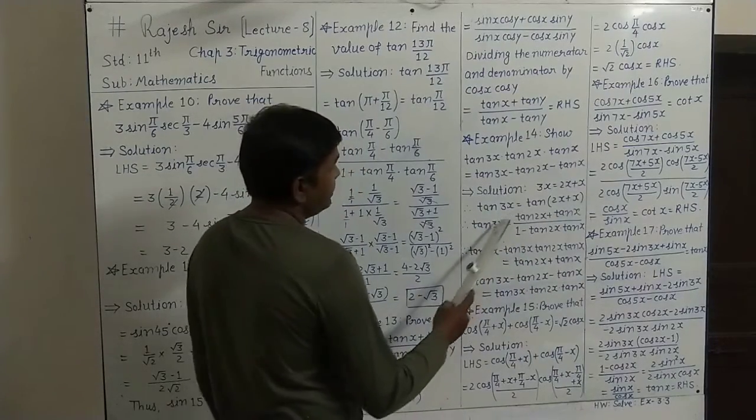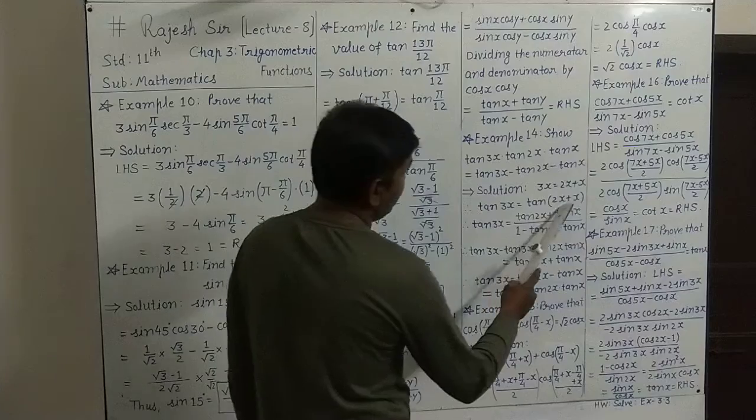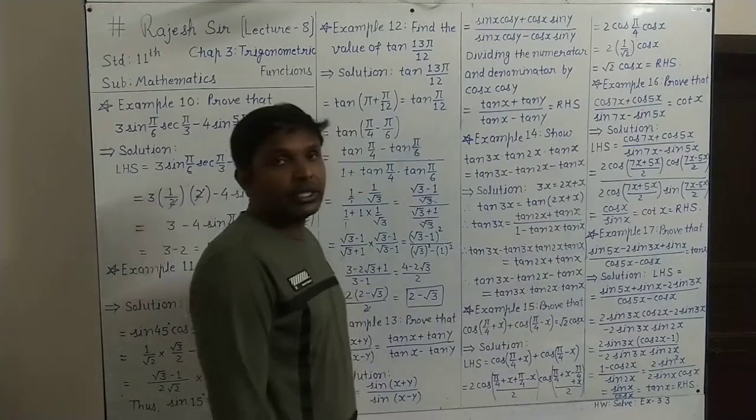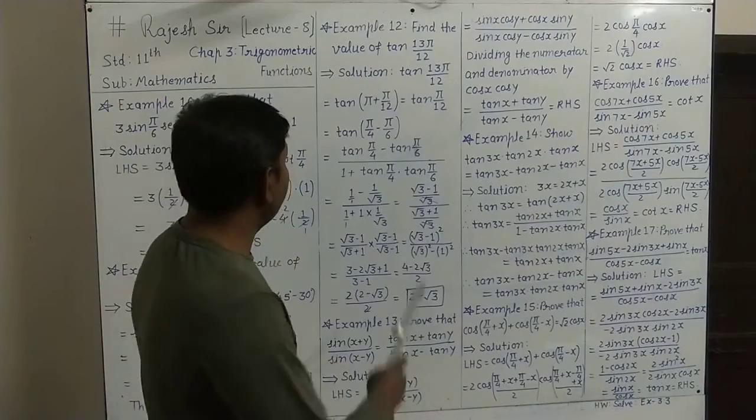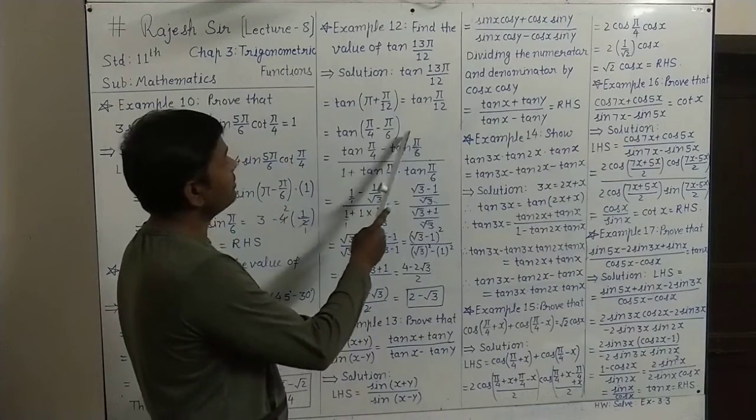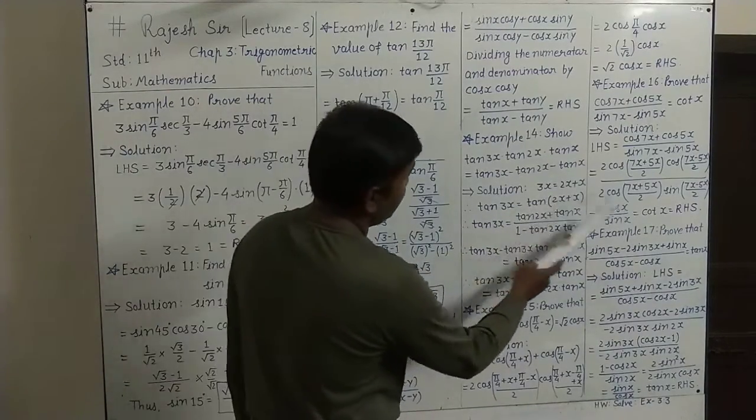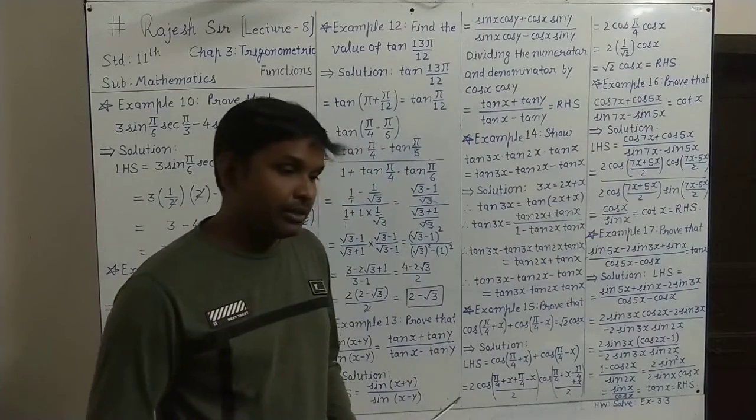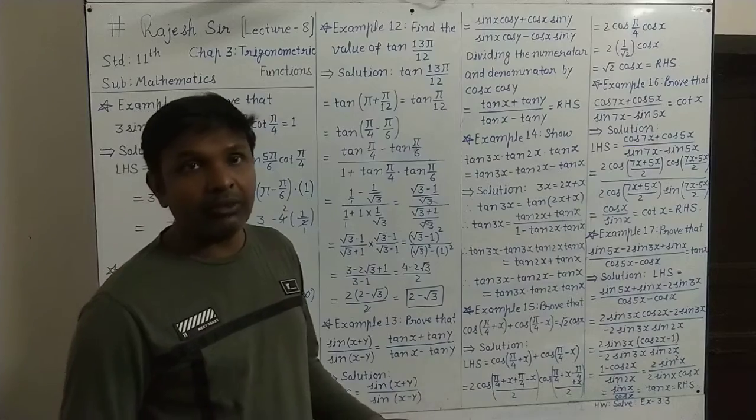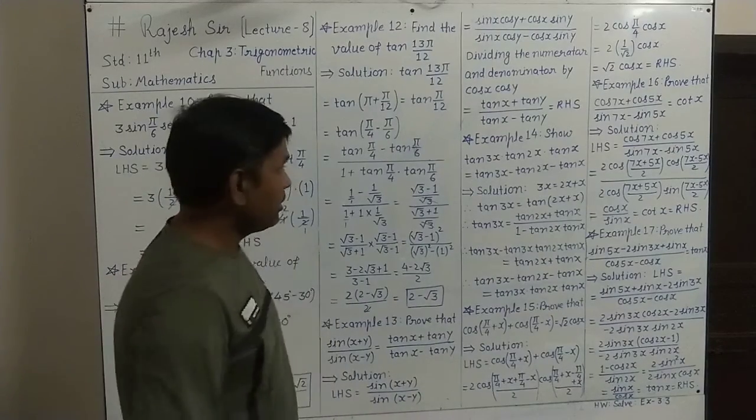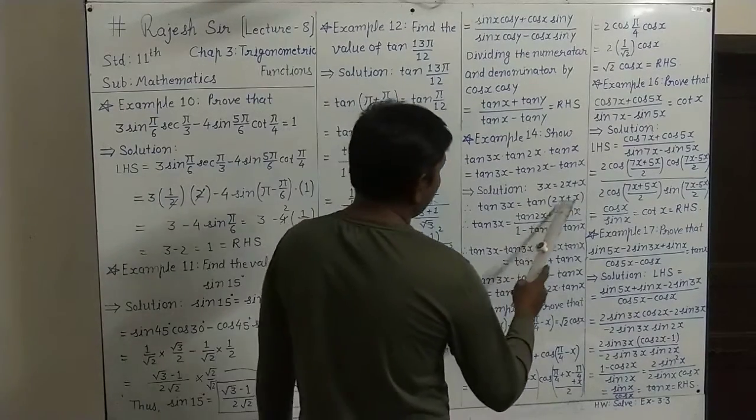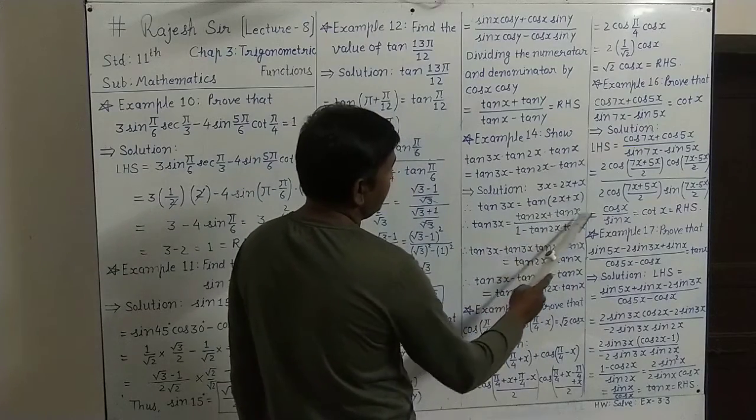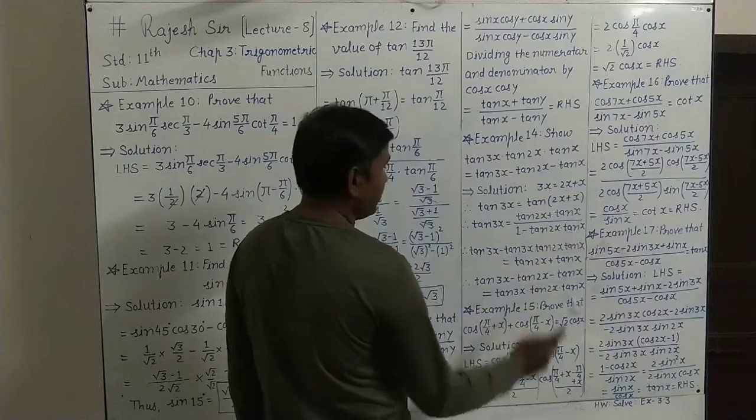On the left side, tan 3x as it is. On the right side, tan of 2x plus x can be treated as tan of x plus y, and we can use the formula. You know from the last lecture that tan of x plus y equals tan x plus tan y upon 1 minus tan x tan y. That we have to place here. So tan of 2x plus x is tan 2x plus tan x upon 1 minus tan 2x into tan x.